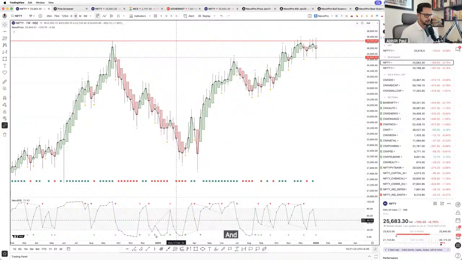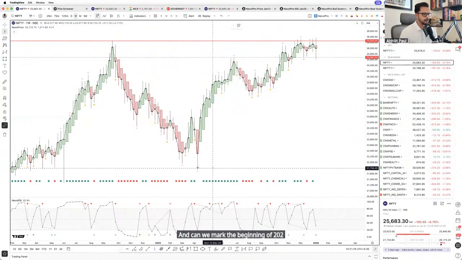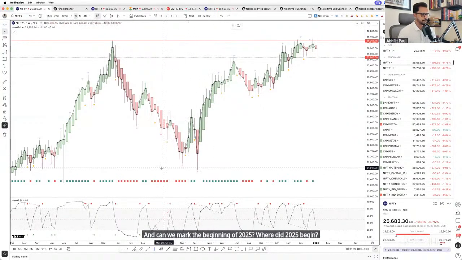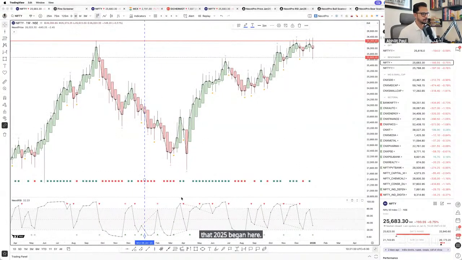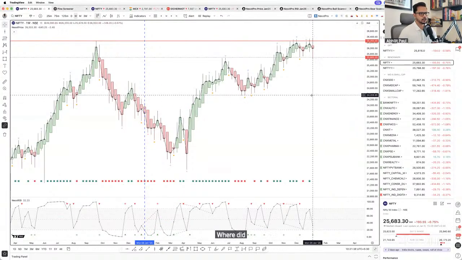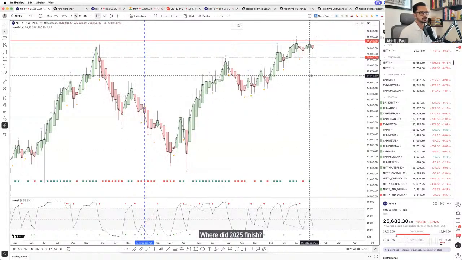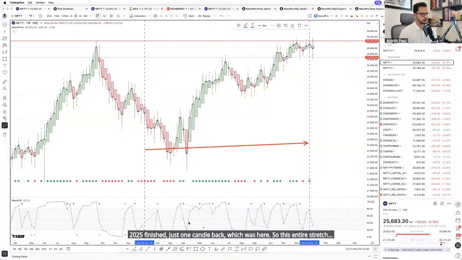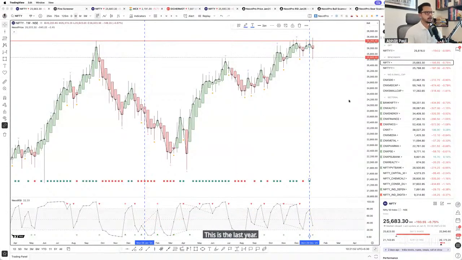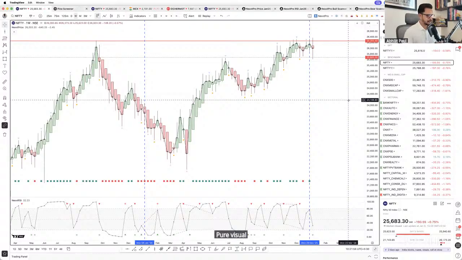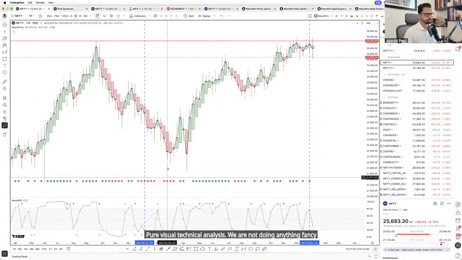And can we mark the beginning of 2025? Where did 2025 begin? We will see that 2025 began here. This was the first week of 2025. Where did 2025 finish? 2025 finished just one candle back, which was here. So this entire stretch is your 6 Jan 2025 to the 29th of December. This is the last year. Pure visual technical analysis. We are not doing anything fancy.